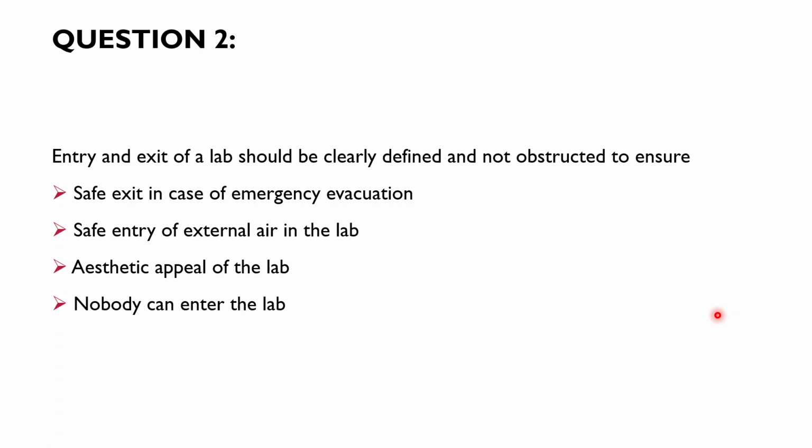The entry and exit of a lab should be clearly defined and not obstructed to ensure. Then we have four options: safe exit in case of emergency evacuation, safe entry of external air in the lab, aesthetic appeal of the lab, or nobody can enter the lab. So you can write the answers in the chat box again, and we will see and discuss each of the options.